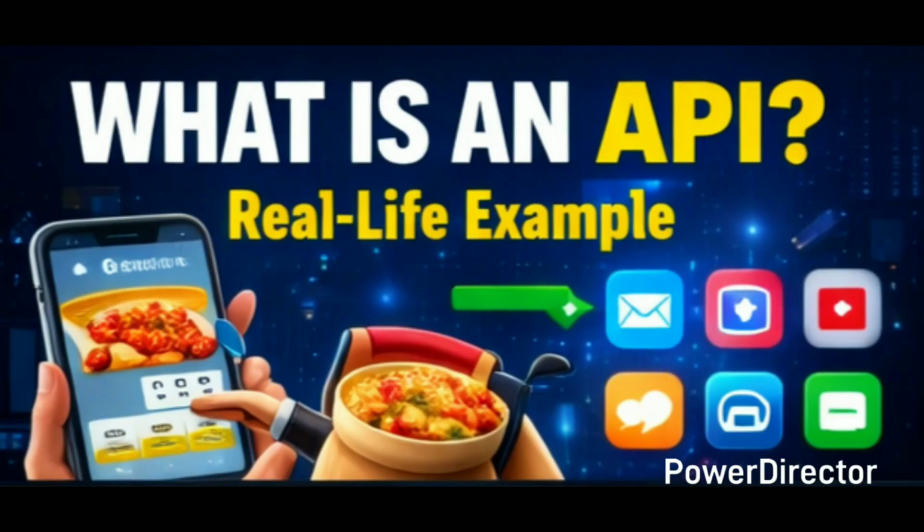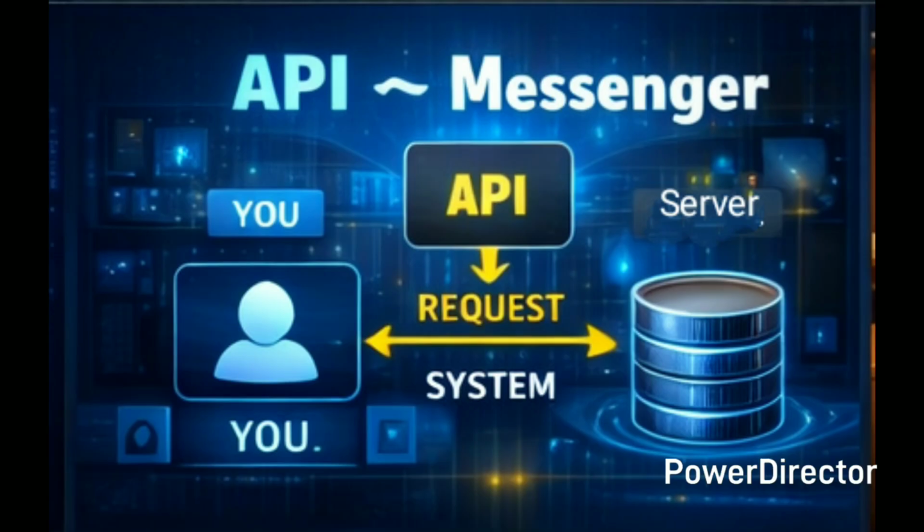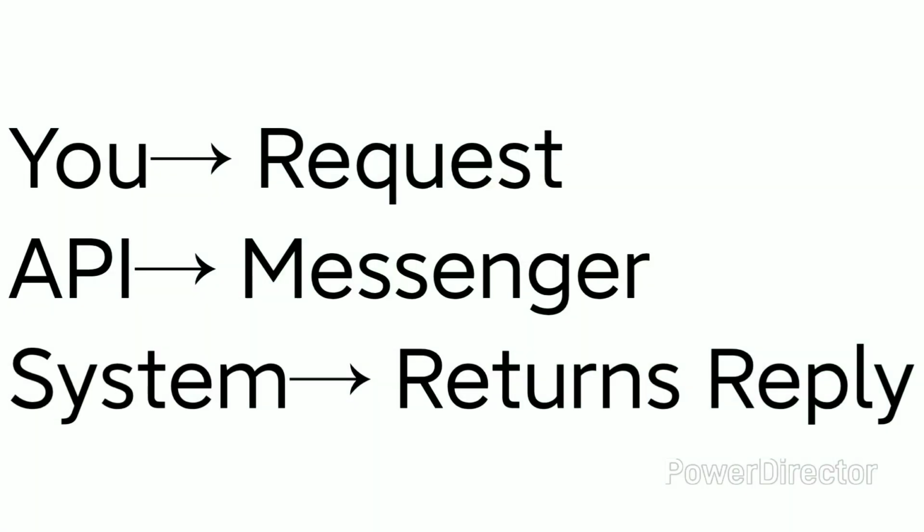First, let's break it down. API stands for Application Programming Interface. Sounds complicated, right? But here is the simple version. An API is a messenger. It takes a request, delivers it, and brings back a response. That's it. Think of it like this: you, the user, send a message. That is, you ask for something. Then the API carries your request to the system and sends back the results.